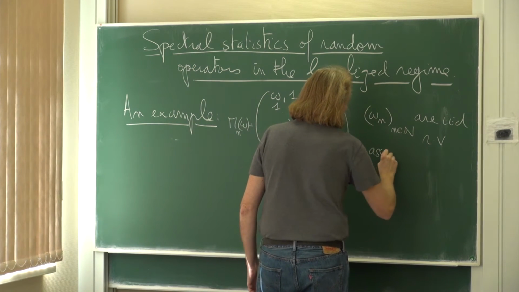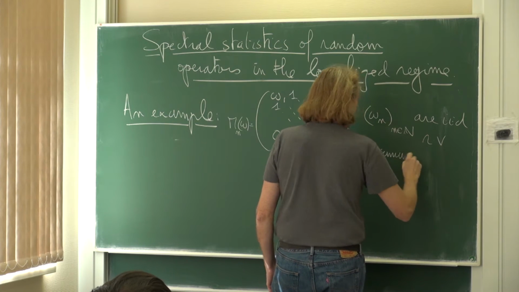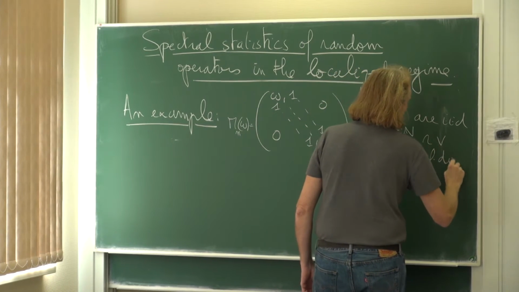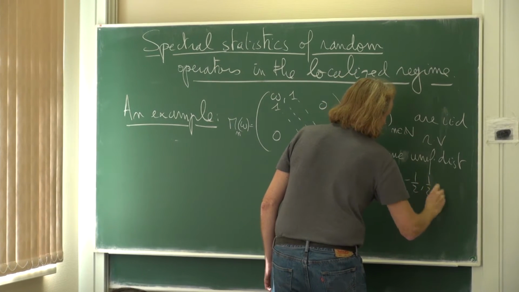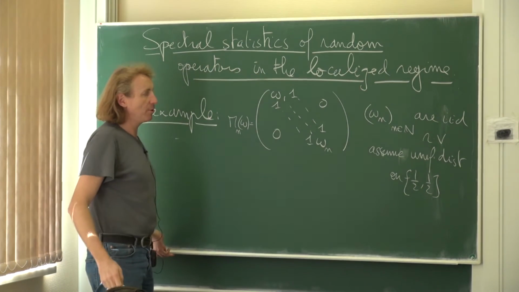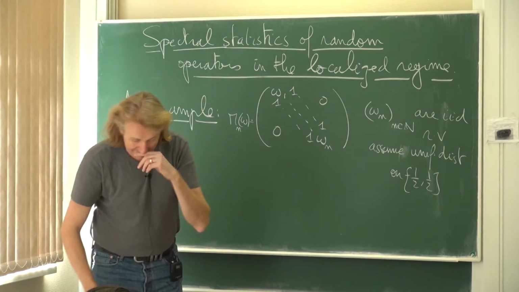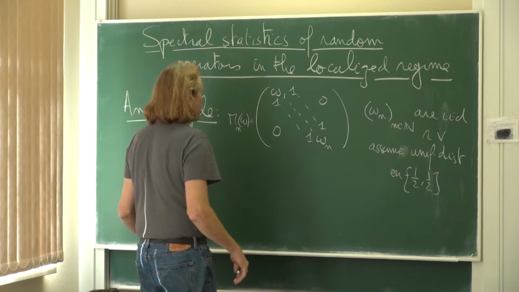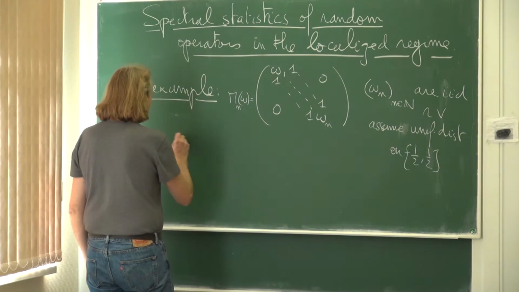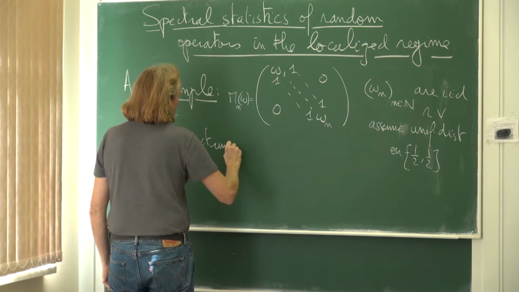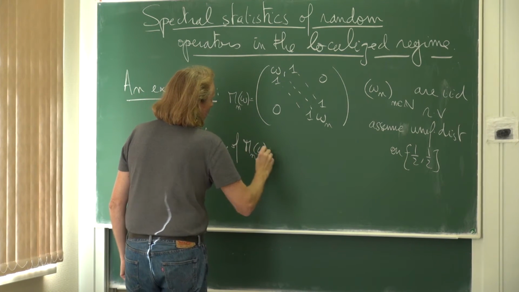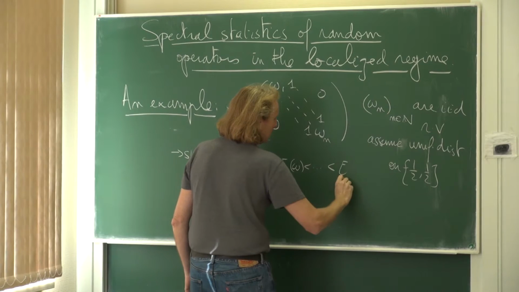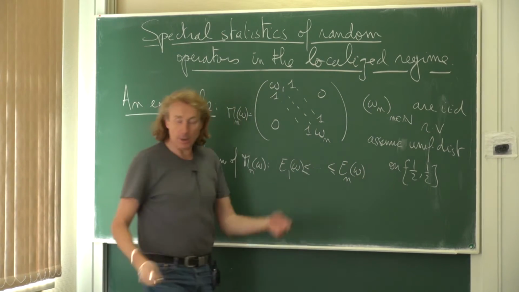Just for the sake of the example, assume a uniform distribution on minus 1/2 to 1/2. Of course, they are real because they're distributed in that interval, so we have a self-adjoint, real symmetric matrix. So we can look at the spectrum of Mn of omega, which I will call E1 of omega less than up to En of omega, ordering them increasingly.